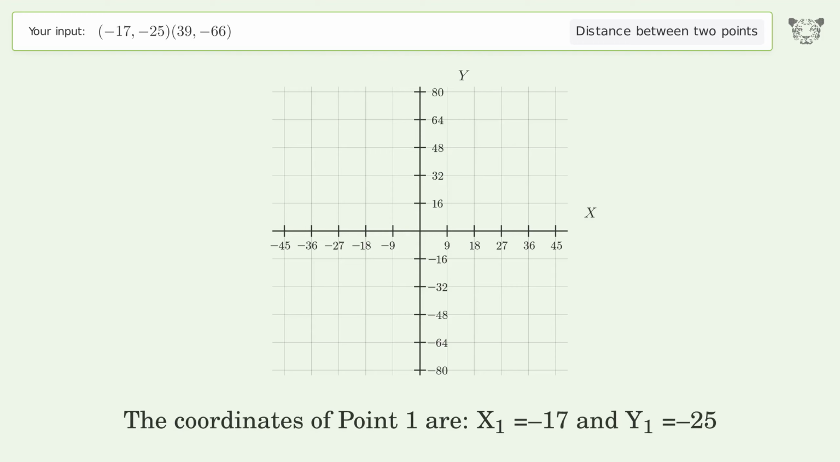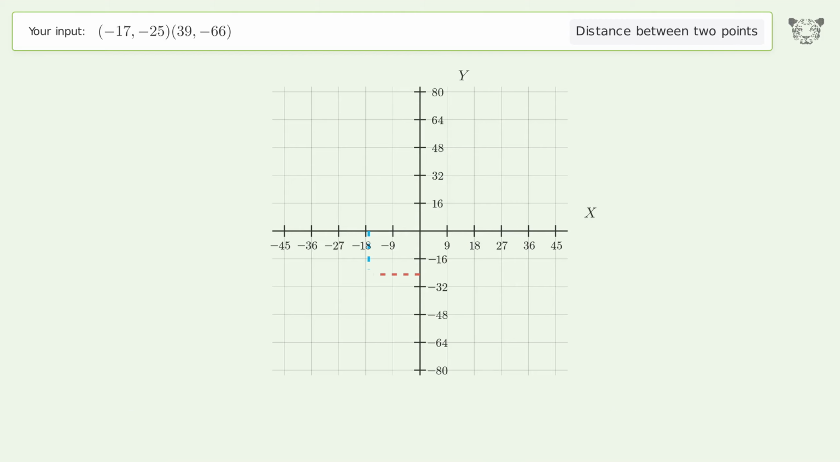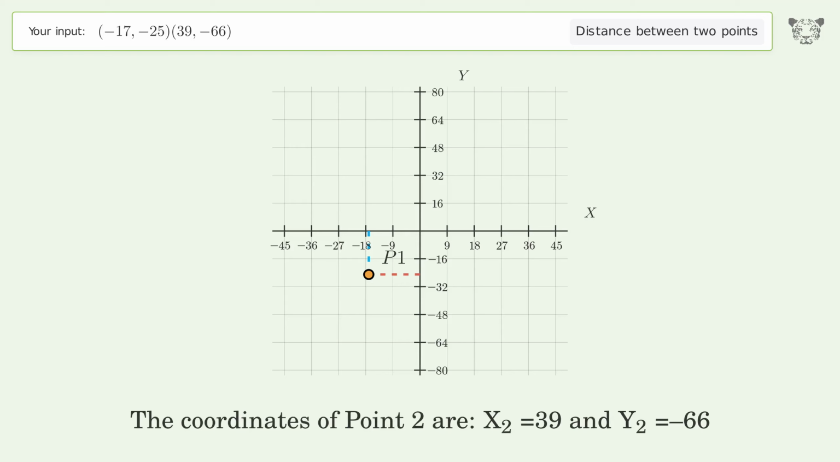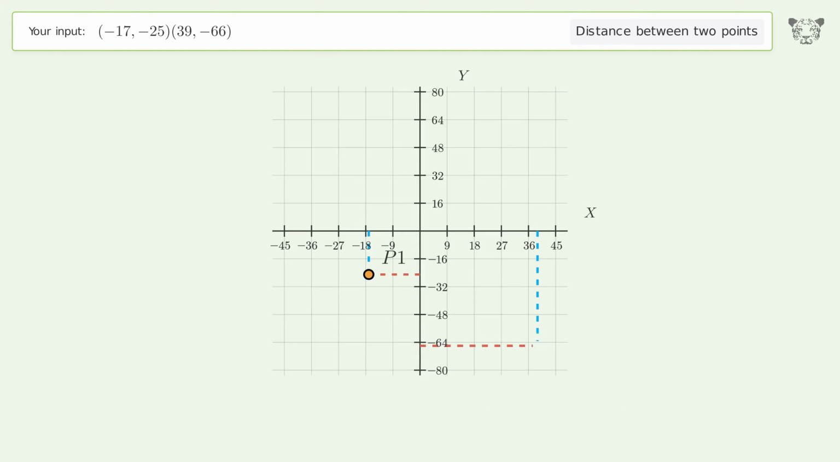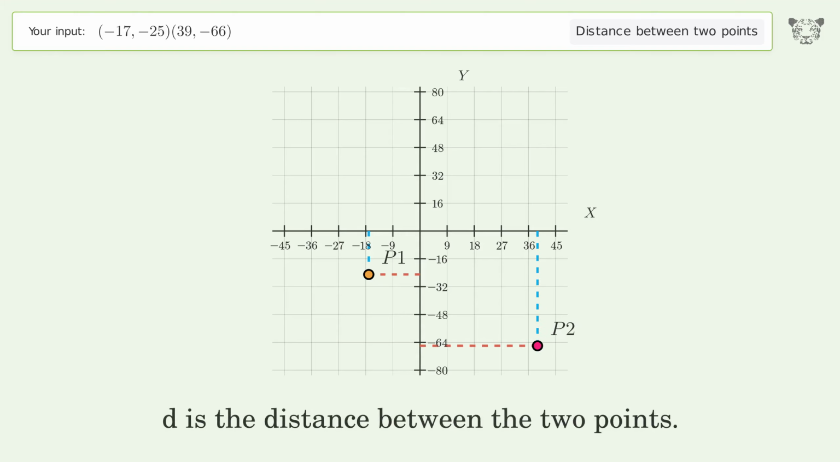The coordinates of point 1 are x1 equals -17 and y1 equals -25. The coordinates of point 2 are x2 equals 39 and y2 equals -66. D is the distance between the 2 points.